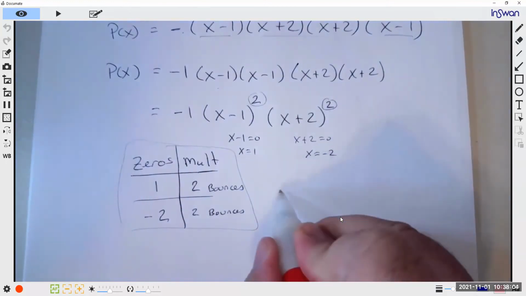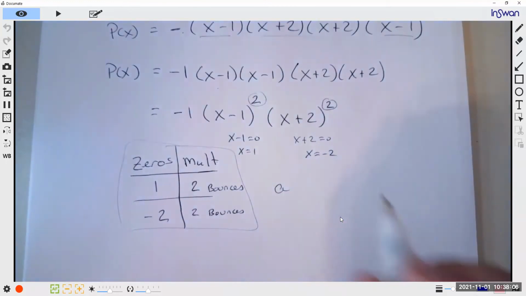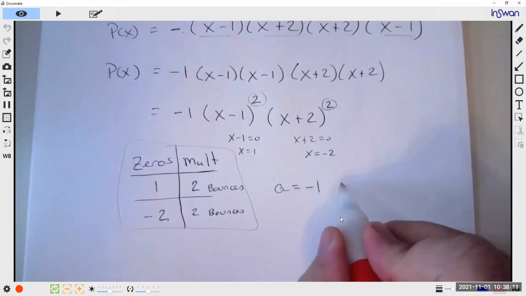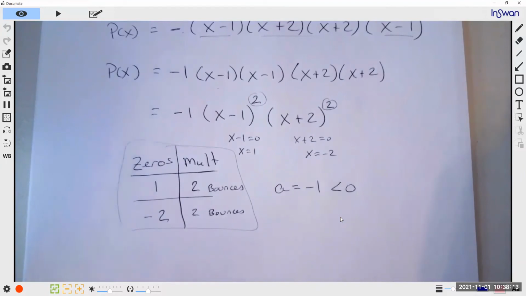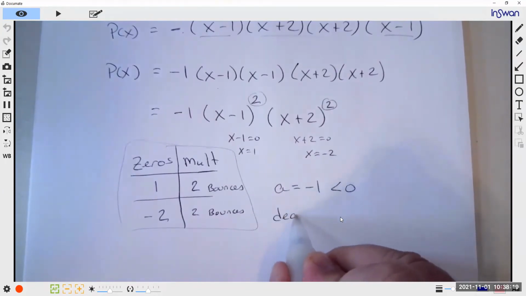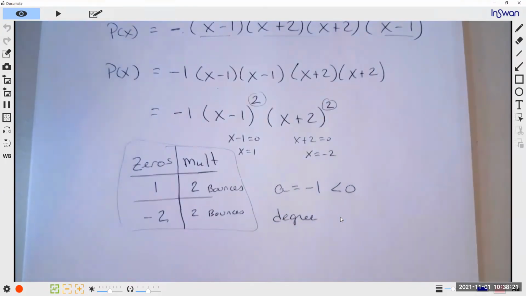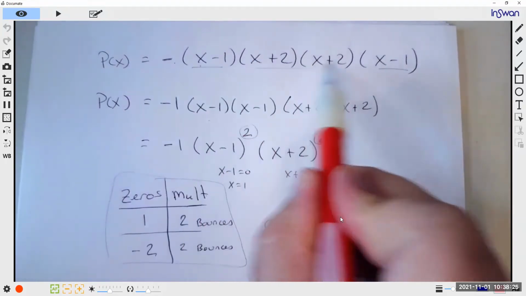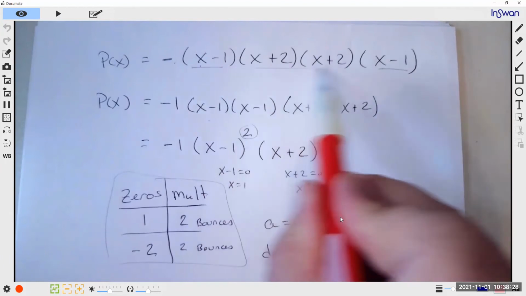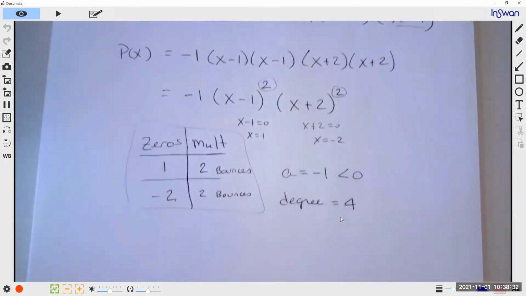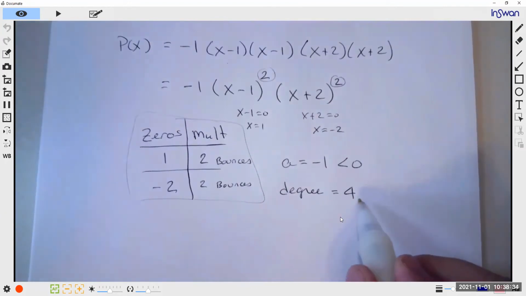Let's see 2 more things. What is A? What is your leading coefficient? A is -1. That's less than 0, so it's a decreasing graph. And what's the degree? One, 2, 3, 4. There are 4 x's in our equation, so the degree is 4. So the degree is even.